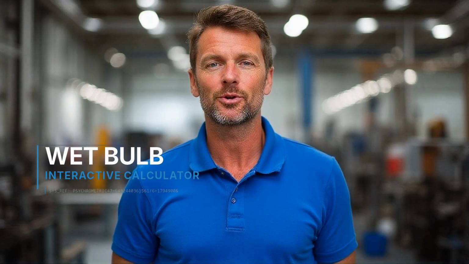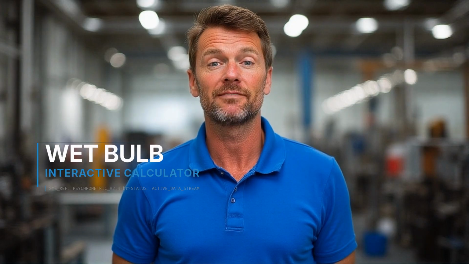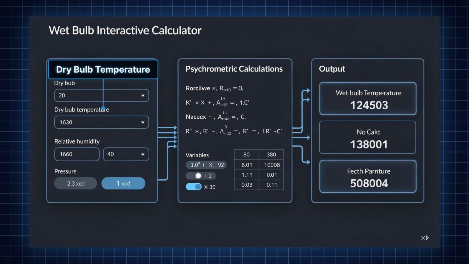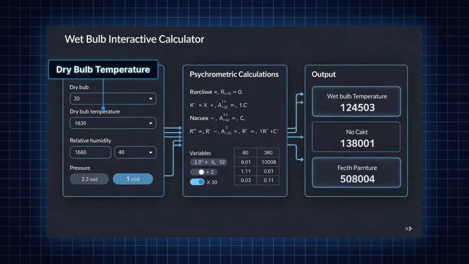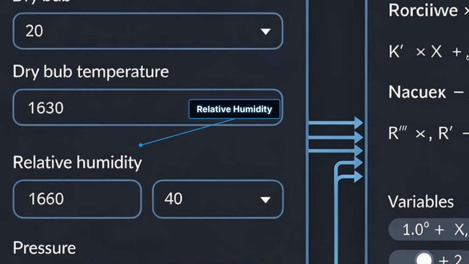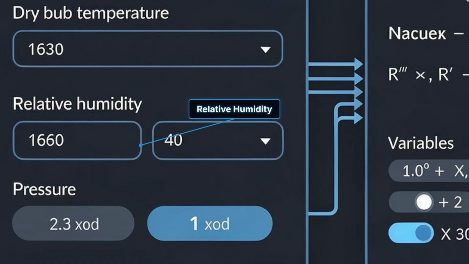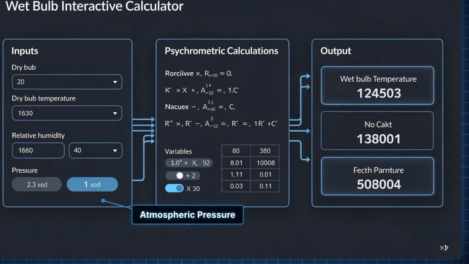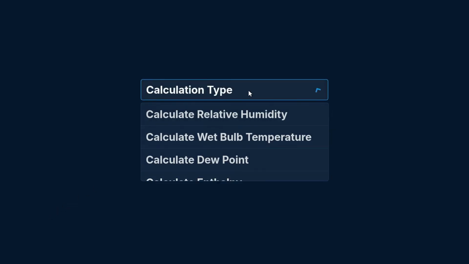This is the wet bulb interactive calculator, which determines psychrometric properties for HVAC and environmental engineering applications. Let's look at the input fields. First, we have a calculation mode dropdown with 5 options. Calculate wet bulb temperature, calculate relative humidity, calculate dew point, calculate heat index, and calculate enthalpy change. For this demonstration, I'm selecting Calculate Wet Bulb Temperature.